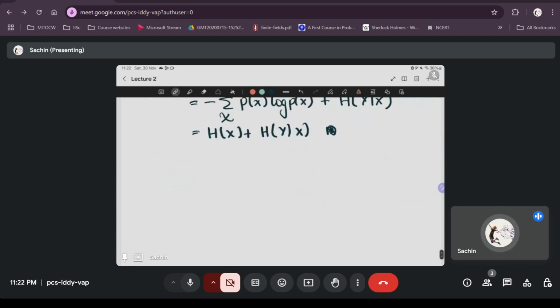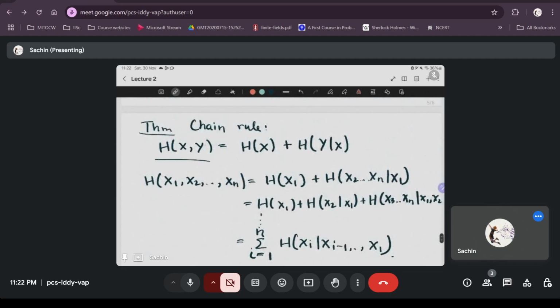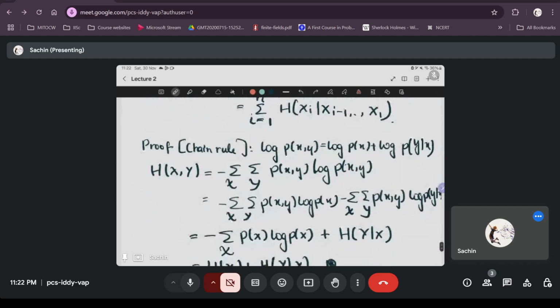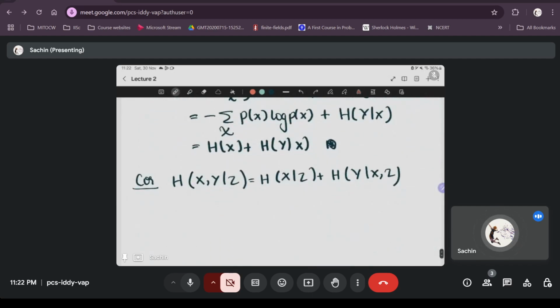So that's the chain rule, and there's a corollary. You can write h of x comma y given z is h of x given z plus h of y given x comma z. So in the chain rule, you introduce a conditioning. Earlier you had h of x comma y is h of x plus h of y given x. You condition it, and the formula will still hold. So h of x comma y given z is h of x given z plus h of y given x z.